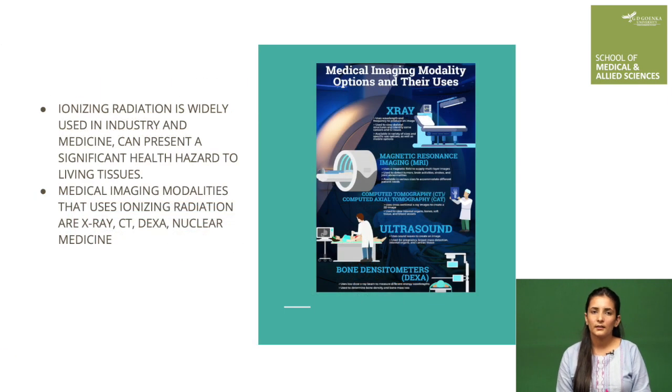We are using ionizing radiation in medicine and industry, which needs to be used while keeping in mind the health hazards it can cause to humans. X-ray, computed tomography, bone densitometers and nuclear medicine use ionizing radiation for diagnosis and treatment. X-ray uses an X-ray tube that includes an anode and cathode to produce X-rays that are used to create 2D images of skeletal structures to identify abnormalities.